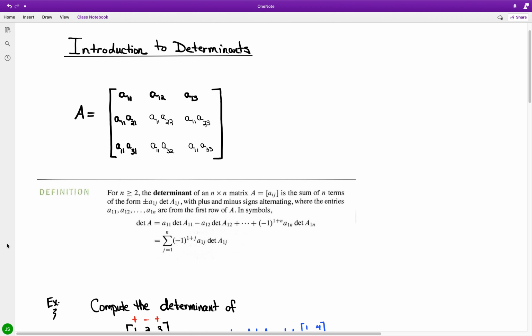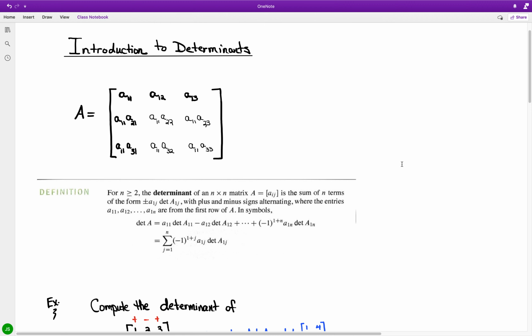Okay, for what we have at the start of chapter 3, we have what will be regarded as Introduction to Determinants. Now, for a matrix A, we have the top row, which we will be working with for those matrices that have 3 or more columns. For the top row, we have the headings A11, A12, and A13.